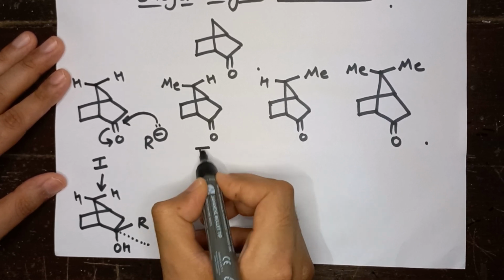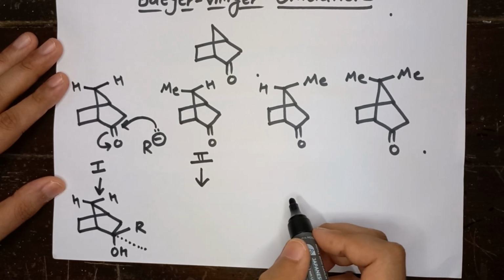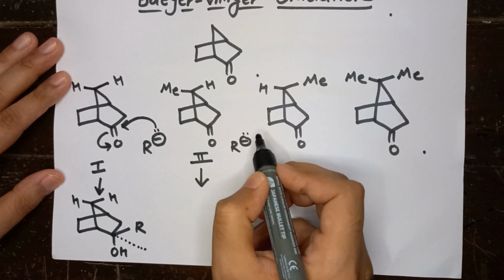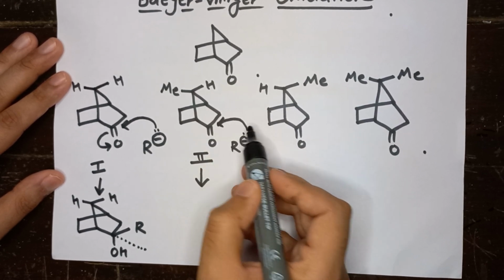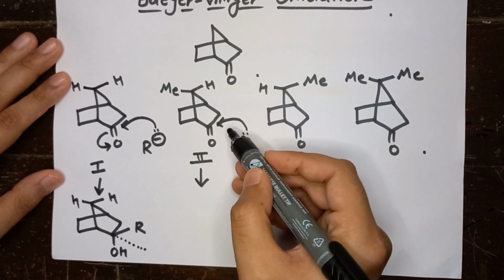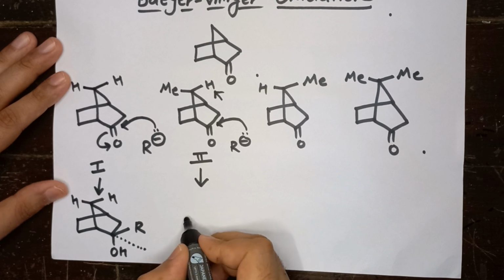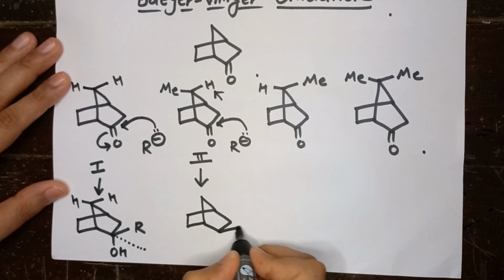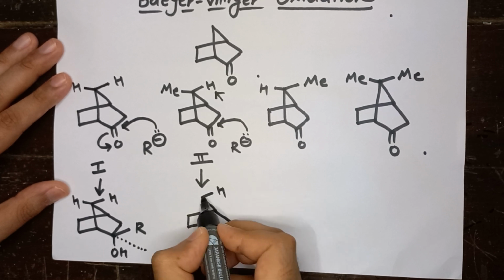Let's see the second case. In the second case, once again the R minus can comfortably attack from above the plane because it is approaching from the right side, and on the right side we have hydrogen. So that's why once again the R will be up, OH will be down. Here we have hydrogen and here we have methyl.